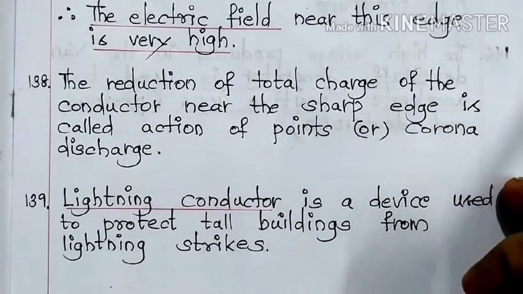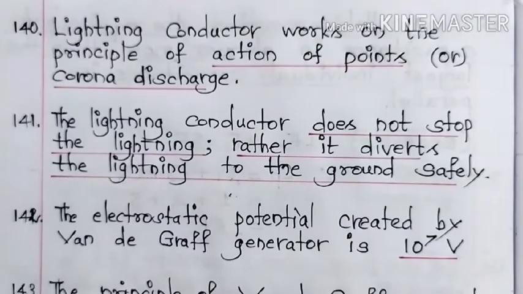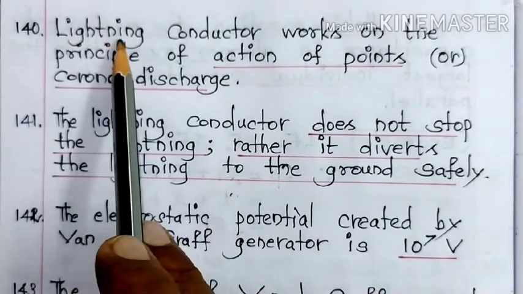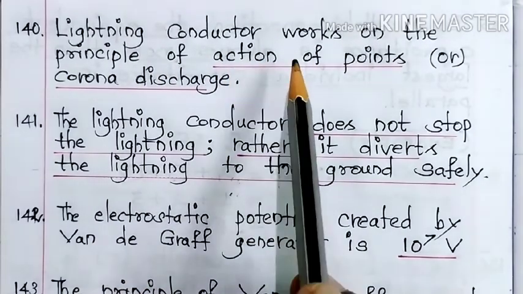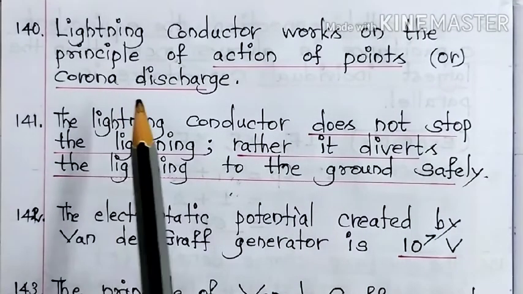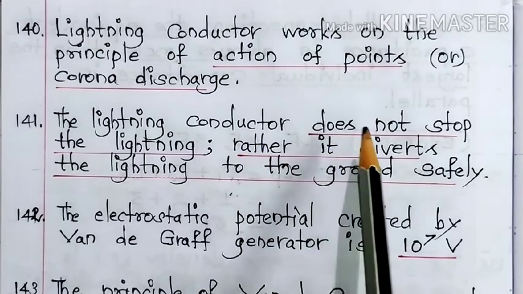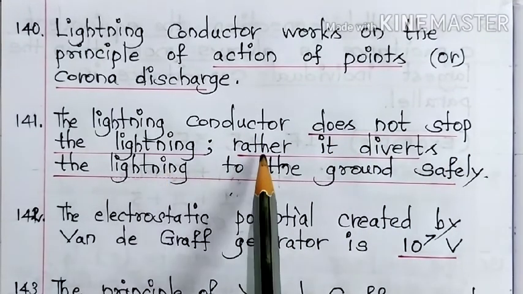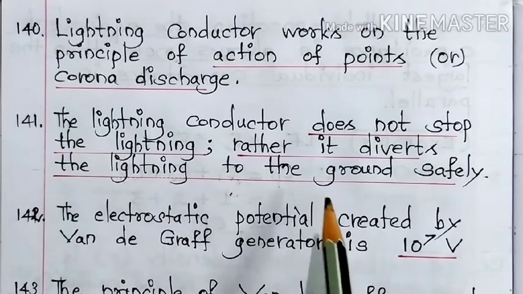Next question. Lightning conductor is a device used to protect tall buildings from lightning strikes. Next point. Lightning conductor works on the principle of action of points or corona discharge. Next one. The lightning conductor does not stop the lightning, rather it diverts the lightning to the ground safely.